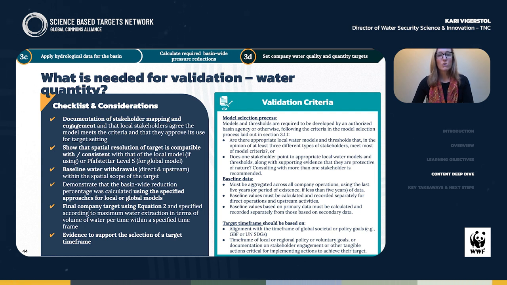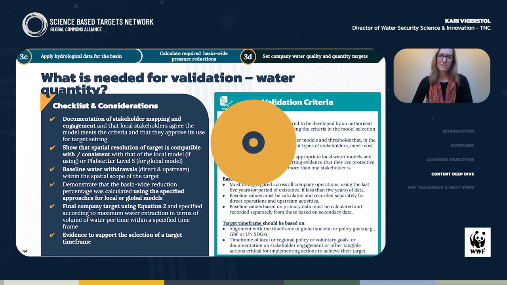Documentation should demonstrate the use of the specified approaches for the water quality basin-wide reduction calculation, which is similar to the water quantity approaches. For water quality, documentation should show that the final company target was determined using equation 4 and is expressed as a maximum nutrient load in terms of mass of nutrient per year within a specified time frame. Required documentation for stakeholder engagement, model selection, and target timelines are the same for water quality target setting as for water quantity.